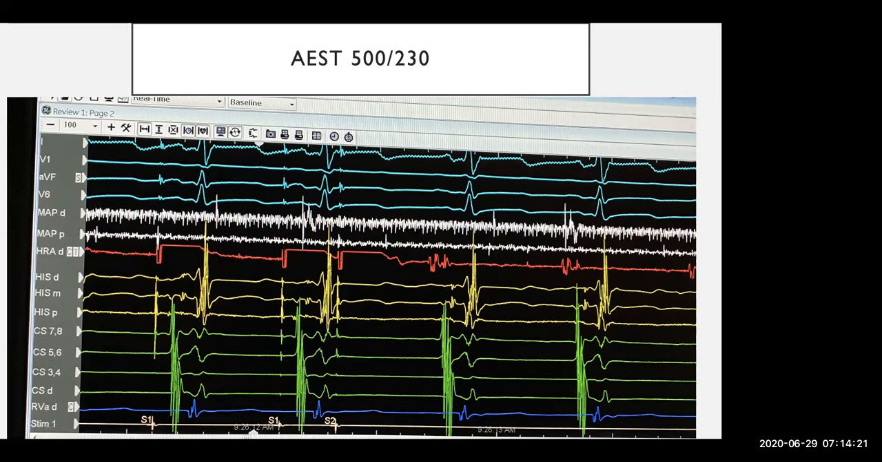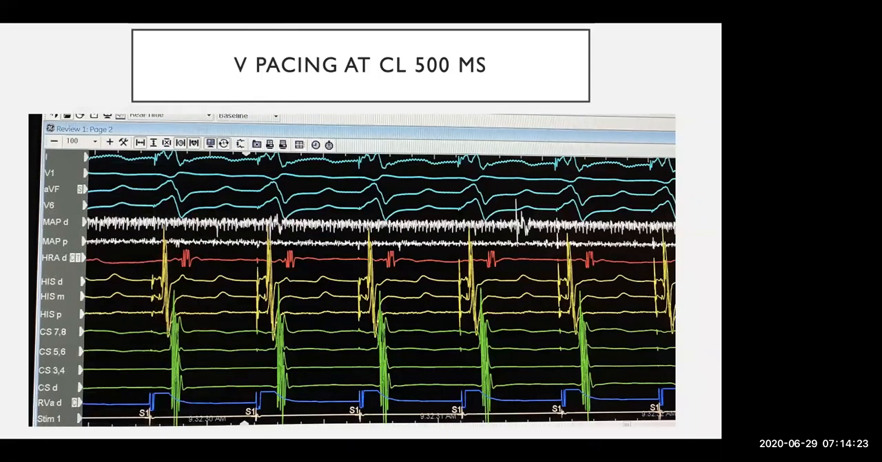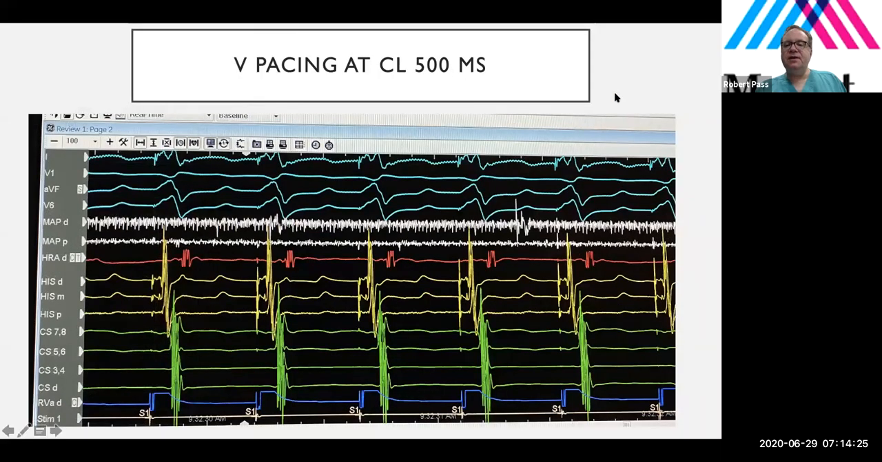Yes, thank you. Okay, now here we're pacing the ventricle at cycle length 500. And what do you think is going on with the pattern of retrograde conduction? Let me ask Neha Alawalia. Neha, what is going on with the retrograde conduction?